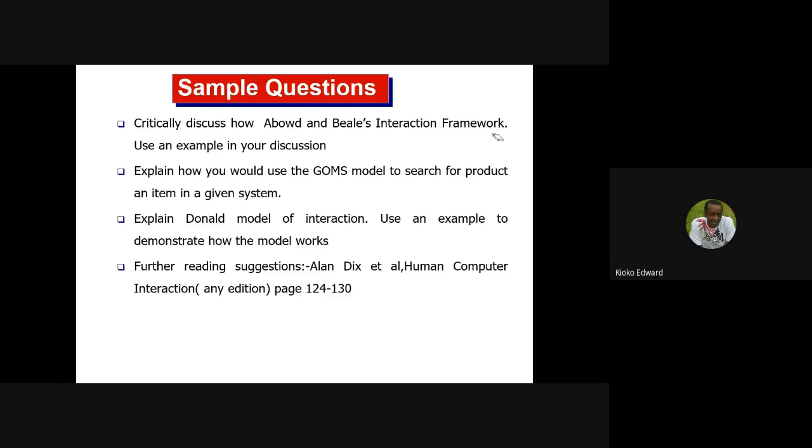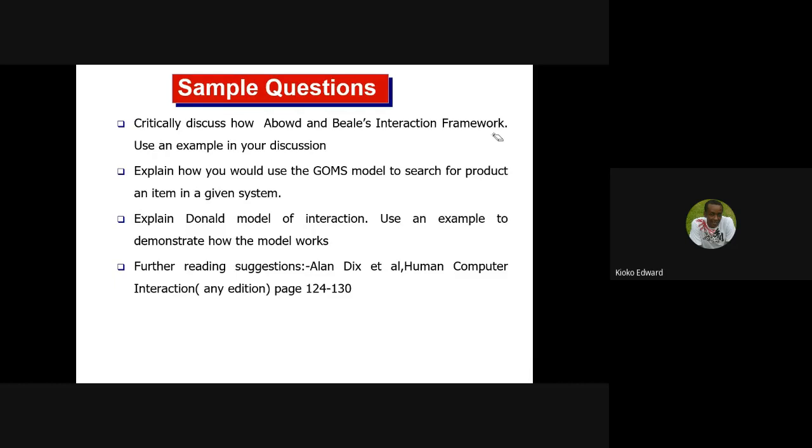Once that has been done, look at the methods. How many ways can you search for this product? Then, if the methods are more than one, and in most cases they will be, you'll be expected to come up with a selection rule. If this is equal to this, then you can use this method. Else, use this method. Else, do this. That's the GOMS model. And I believe we did the GOMS model last week.